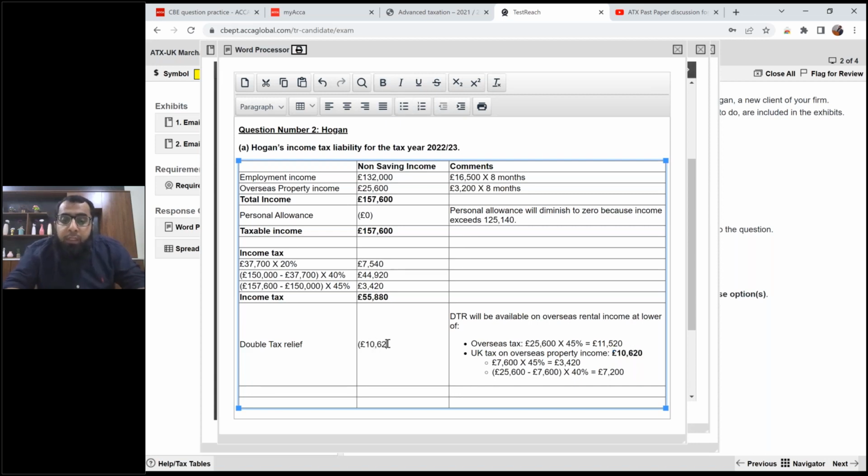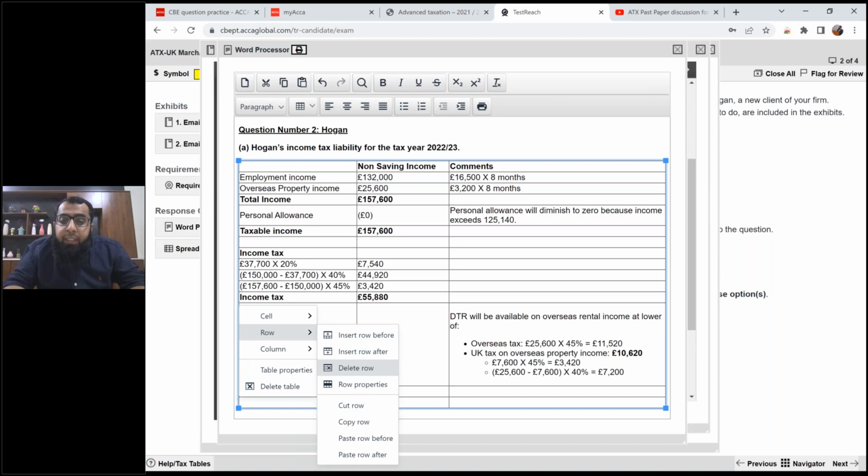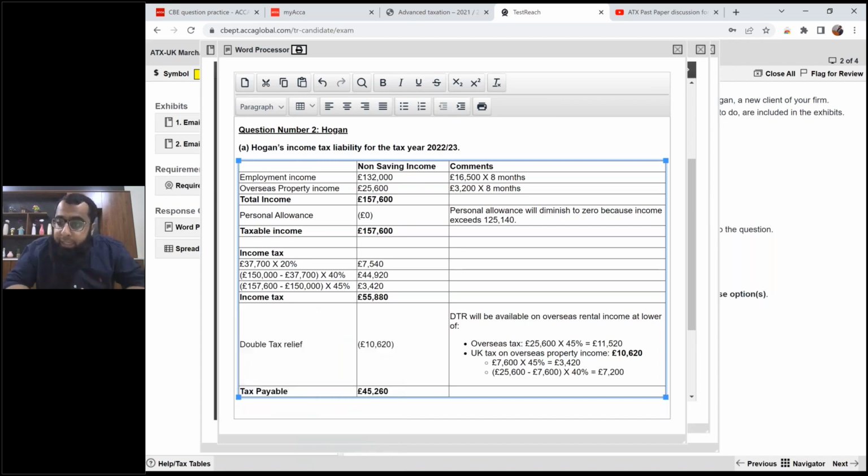So 10,620 is lower. So this gives me my tax payable of how much? 55,880 minus 10,620, which is 45,260. I will repeat it again so that if someone has any query, it gets cleared.